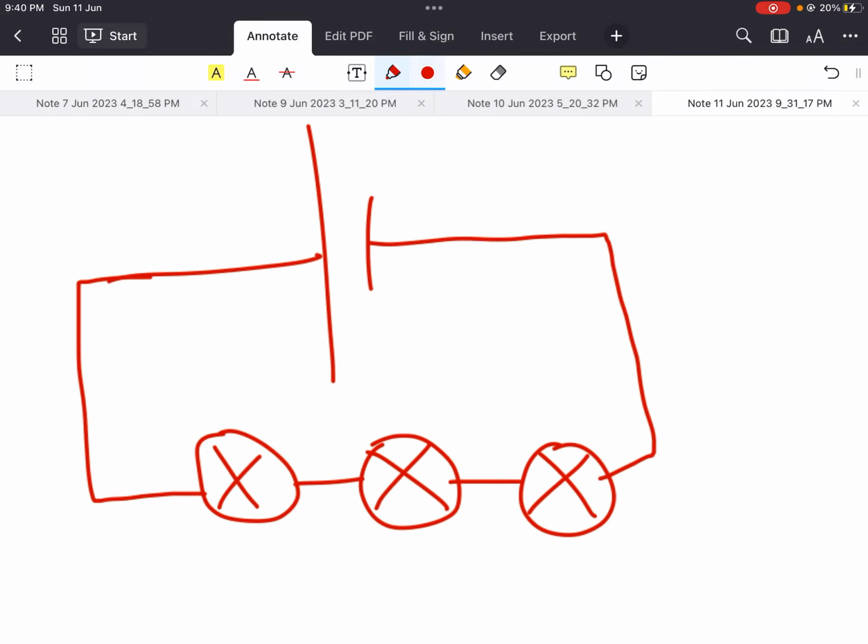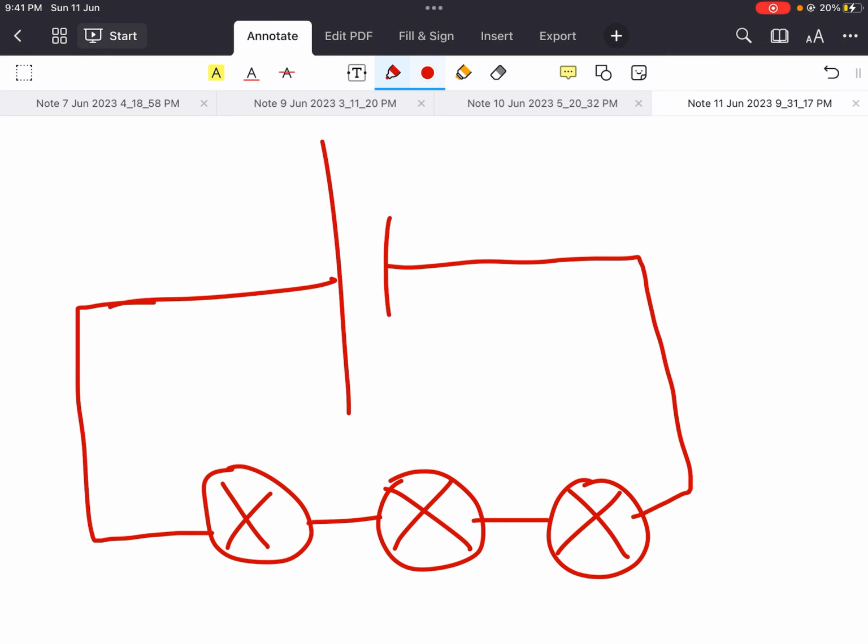Basically, in this circuit, the voltage is split between these bulbs. So let's say all of these filament bulbs are identical, which means they have the same resistance. Since all of these bulbs are identical, let's say we have 3 volts. For mathematical simplification, let's just say the cell has 3 volts, and now each of these gets 1 volt because they're all identical, so they get the same share of the voltage, right?